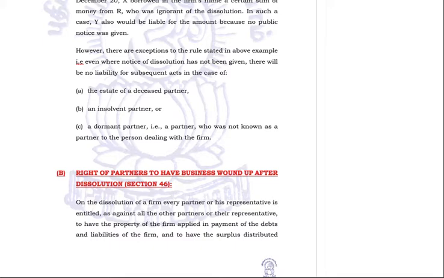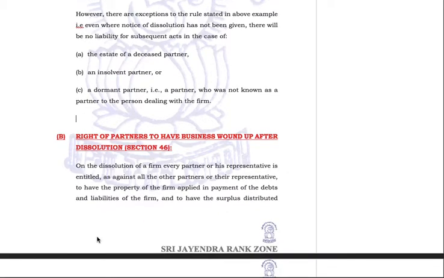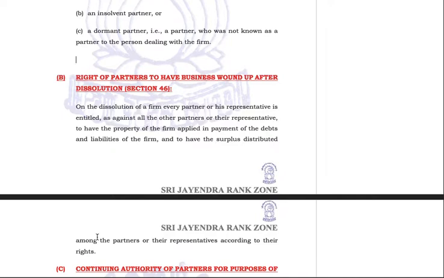Right of partners to have business wound up after dissolution. Section 46. On the dissolution of a firm, every partner or his representative is entitled, as against all other partners or their representatives, to have the property of the firm applied in payment of the debts and liabilities of the firm, and to have the surplus distributed among the partners or their representatives according to their rights.